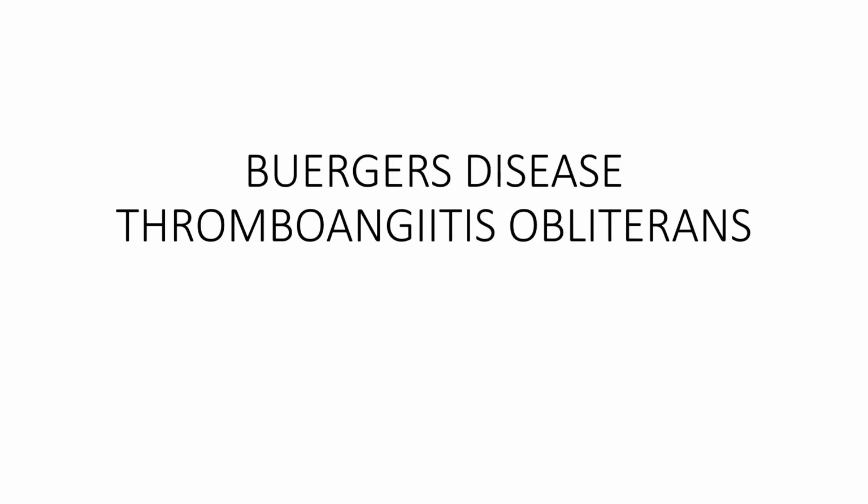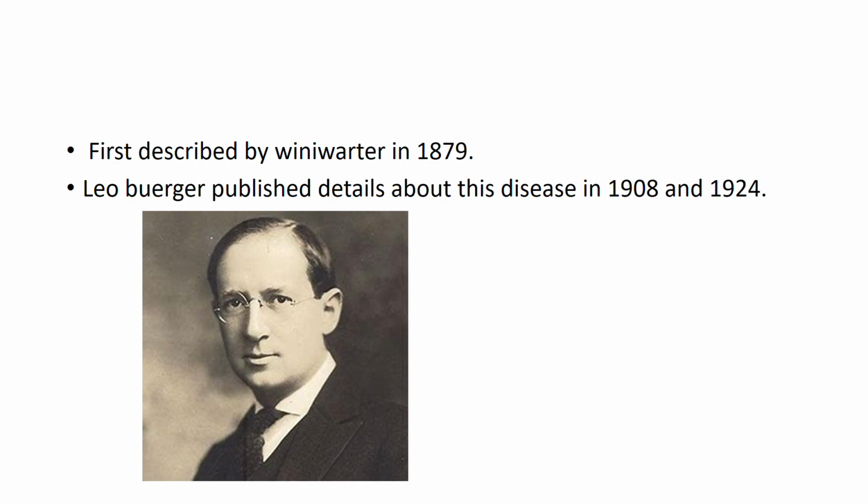Now, Buerger's disease. The name Buerger's disease is because this particular disease was described by a person known as Leo Buerger in the year 1908, which was further improvised in the year 1924. So, because of this man who gave the description, it is named after him, which is Buerger's disease. So, this particular disease can be called Buerger's disease, thromboangiitis obliterans, or simply TAO. Now, this is a disease of the arteries.